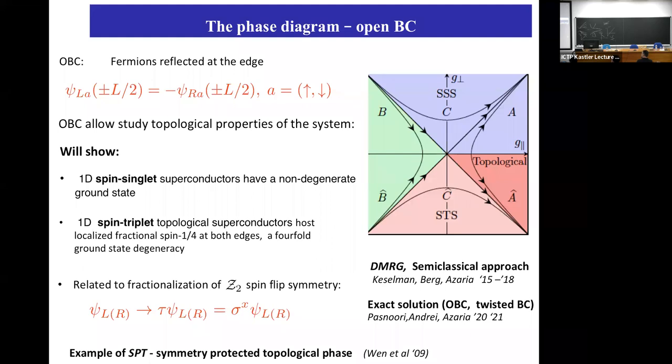Z2 symmetry is the spin flip symmetry, up down, which is formally built by psi L being mapped to sigma x psi L, which just flips the spin, and R is mapped to R with a spin flip. So this model, with open boundary condition, was more recently studied by Eresberg and collaborators. We provided an exact solution, which is going to allow us to study much further, and I will explain how. And as I said, this is an example of an SPT phase.